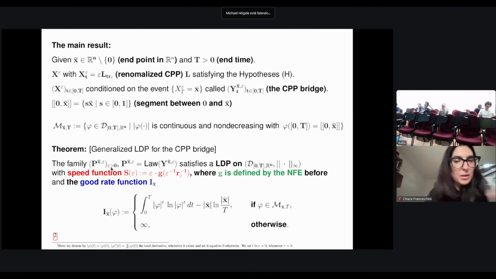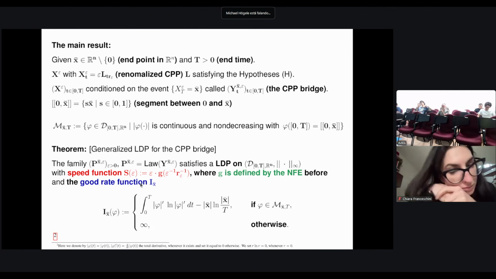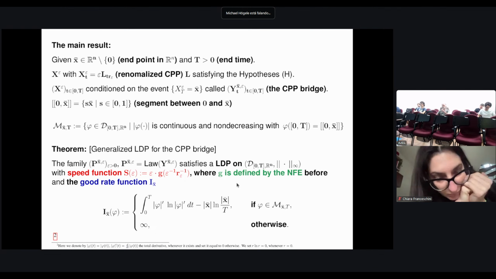What you get is that if we look at this kind of process and we condition this renormalized Lévy process to reach an endpoint at the end time, this means we have a compound Poisson bridge. Then this compound Poisson bridge satisfies a generalized LDP. We have a certain speed function. This speed function is epsilon times, and then there appears something strange here: a g. This is a function which is still not known. This g is the solution of a nonlinear functional equation, which you have to solve.